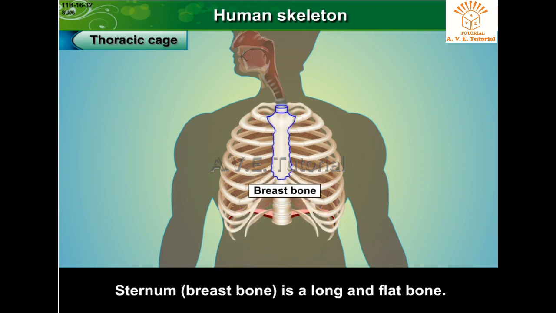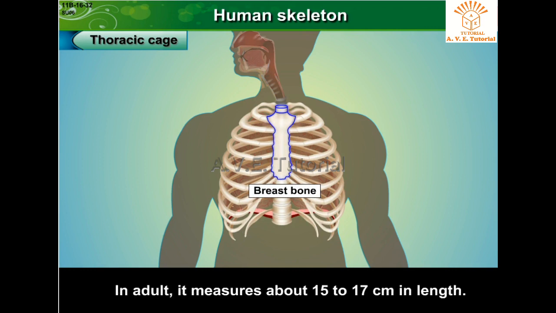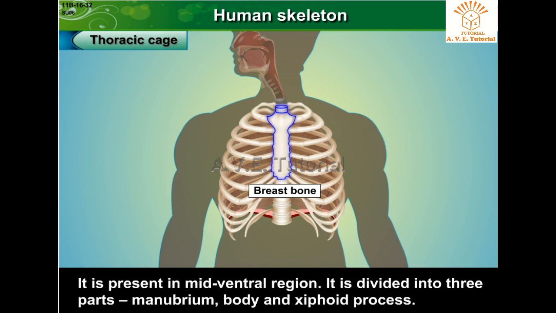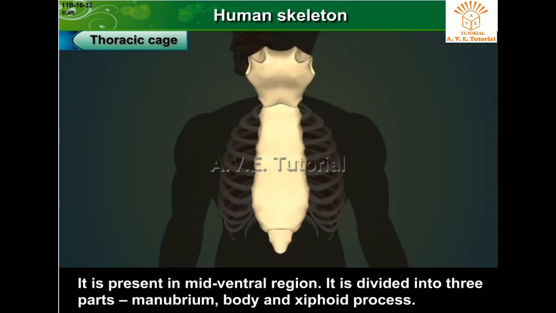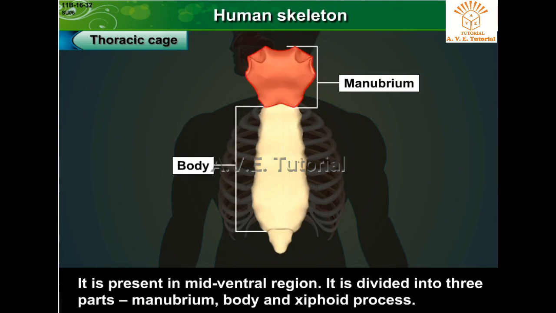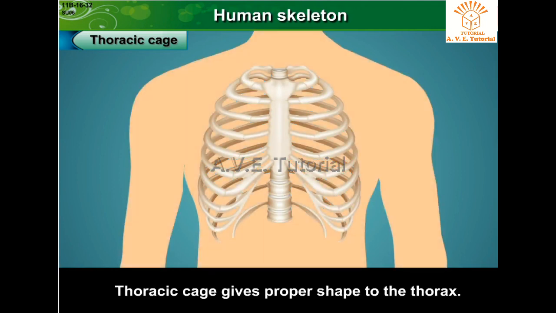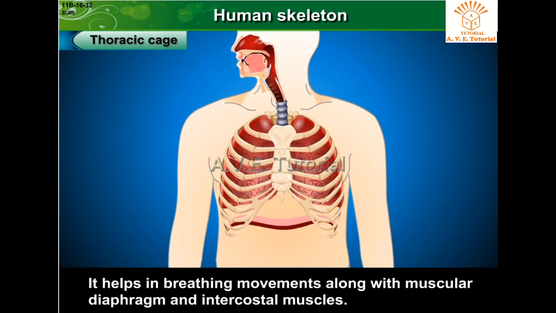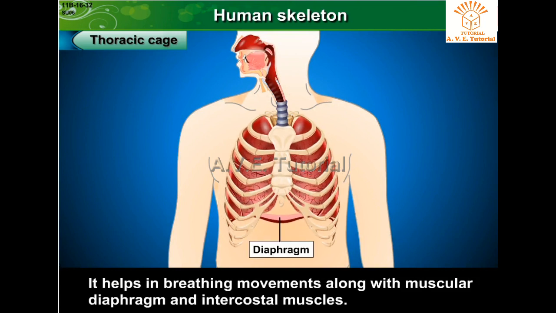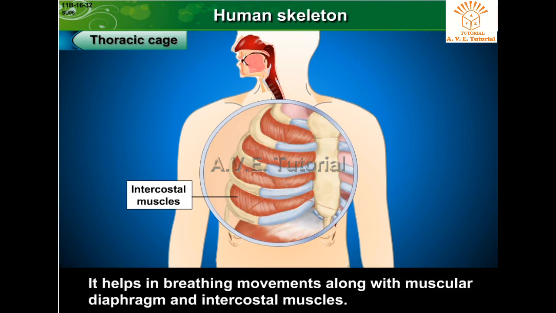Sternum, that is the breastbone, is a long and flat bone. In adult, it measures about 15 to 17 centimeters in length. It is present in mid-ventral region. It is divided into 3 parts: manubrium, body, and xiphoid process. Thoracic cage gives proper shape to the thorax. It helps in breathing movements along with muscular diaphragm and intercostal muscles.